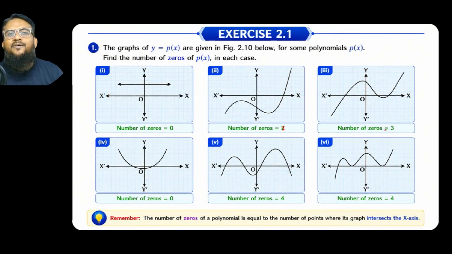Hello students, now we are going to solve exercise 2.1. In 2.1 we have only one question, which has 6 parts. The graph of y equals p(x) is given in figure 2.1 below. For the given polynomial p(x), find the number of zeros of p(x) in each case. See, this is the x-axis and this is a polynomial line.